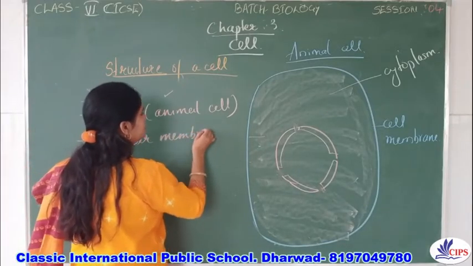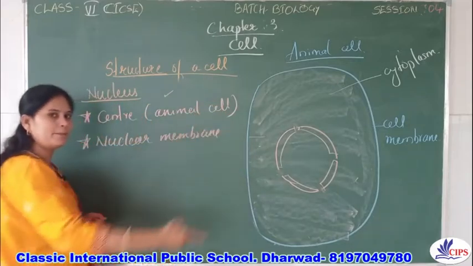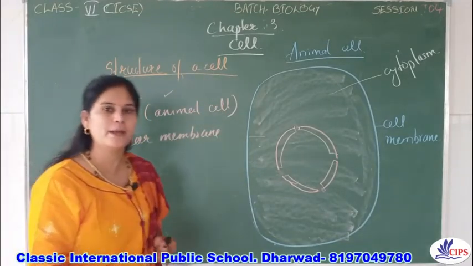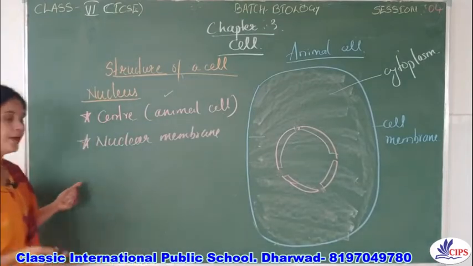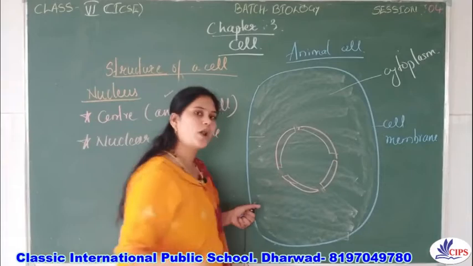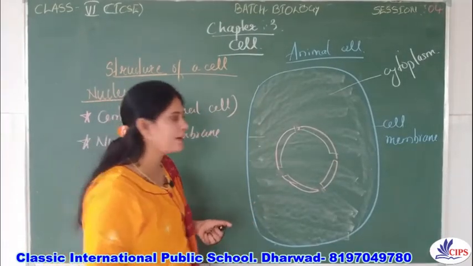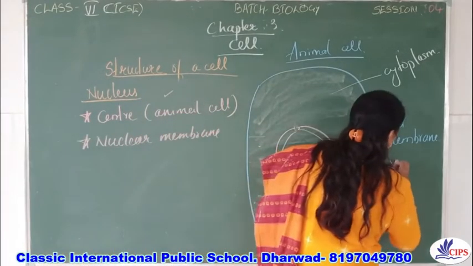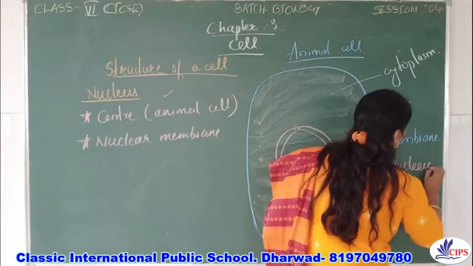See, it is very simple. If the cell is bounded by a membrane, it is called a cell membrane, right? In the same way, if the nucleus is bounded by a membrane, then that membrane is called nuclear membrane, right? So this is nuclear membrane.